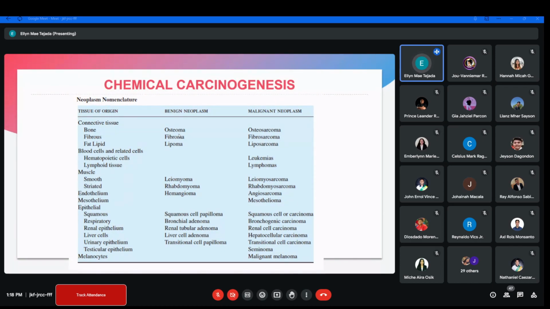Is there any of you who knows about that?